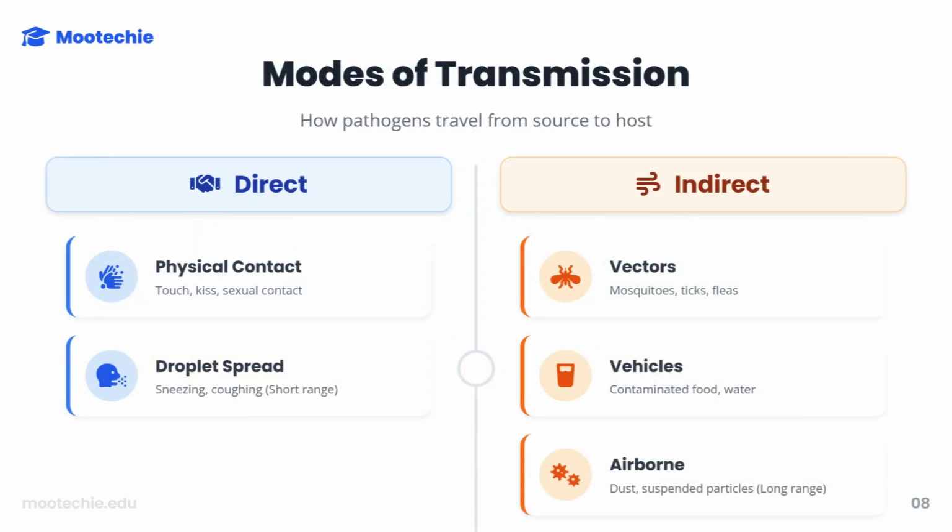Now, let us understand the modes of transmission or how pathogens travel from source to host. First, direct transmission. Through physical contact, such as touching, kissing, or sexual contact, microbes pass directly between people. Through droplet spread, pathogens are released during sneezing or coughing and travel short distances. Next, indirect transmission. Through vectors like mosquitoes, ticks, and fleas, which carry pathogens from one host to another. Through vehicles such as contaminated food and water, and through airborne transmission, where microbes remain suspended in dust or particles and travel long distances. Each mode requires different control measures.